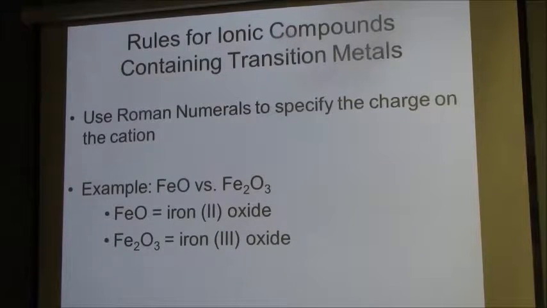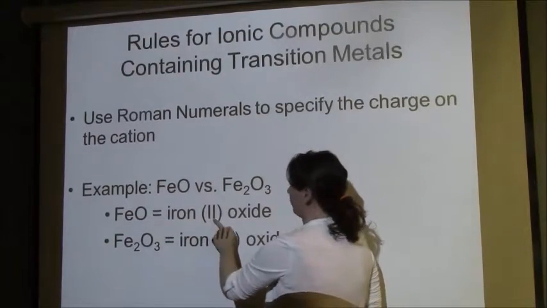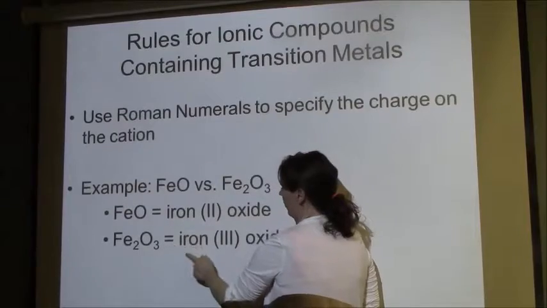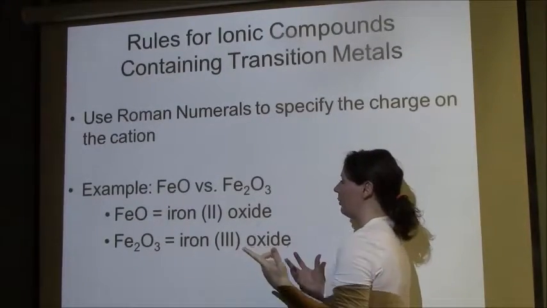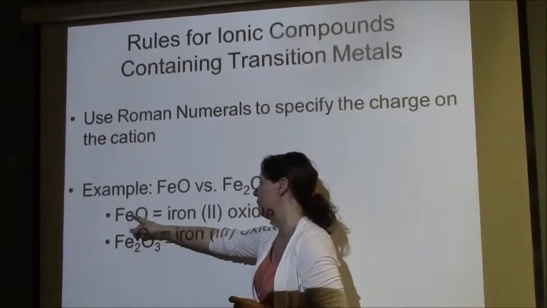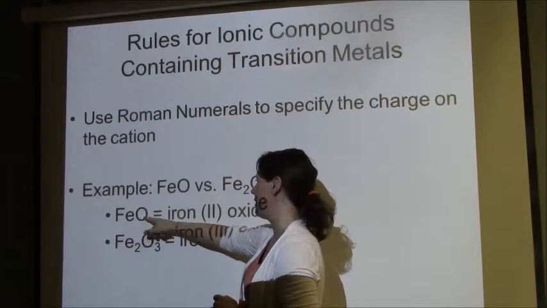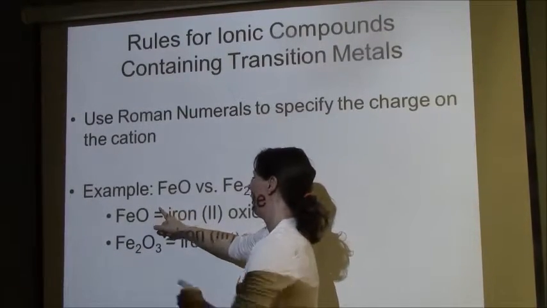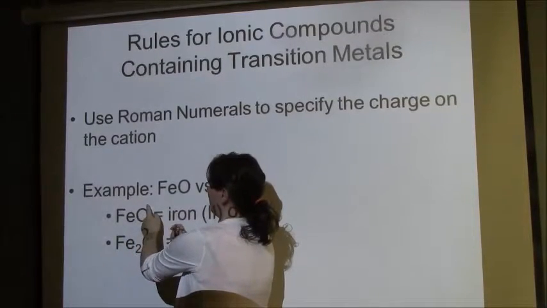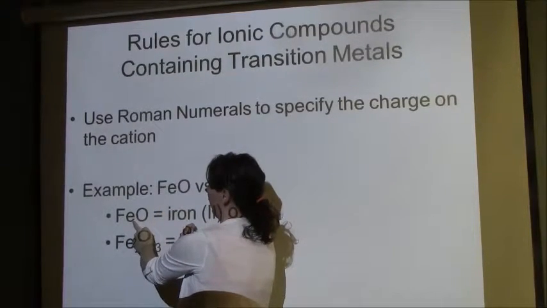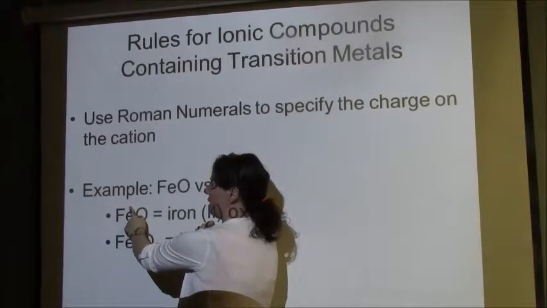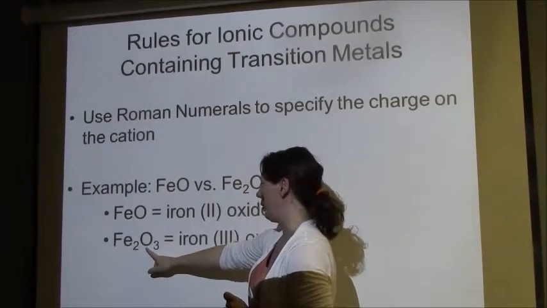Now, if your compound contains a transition metal, you need to use Roman numerals to designate which transition metal we're dealing with. FeO is iron 2 oxide, whereas Fe2O3 is iron 3 oxide. We had to work backwards to figure out which iron we were dealing with. Oxygen's in group 6, so oxide is -2. If this is a 1-to-1 ratio, if this is -2 always, and there's only one needed to cancel it out, this must be +2.